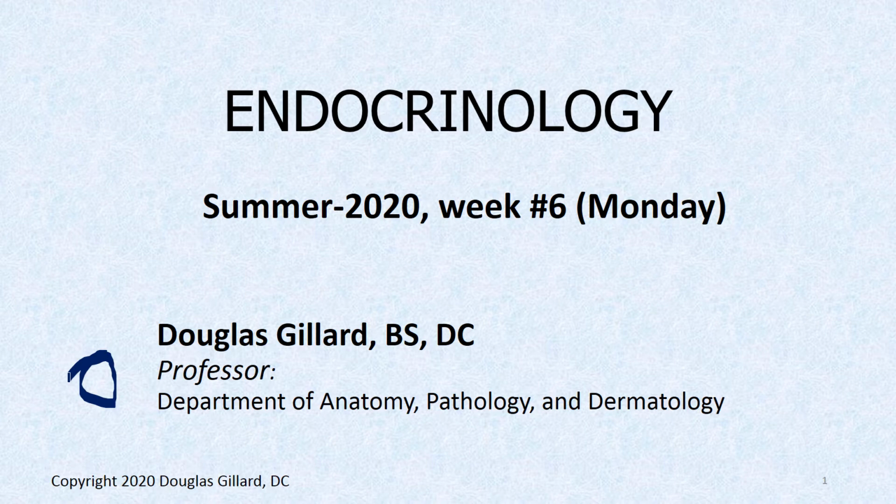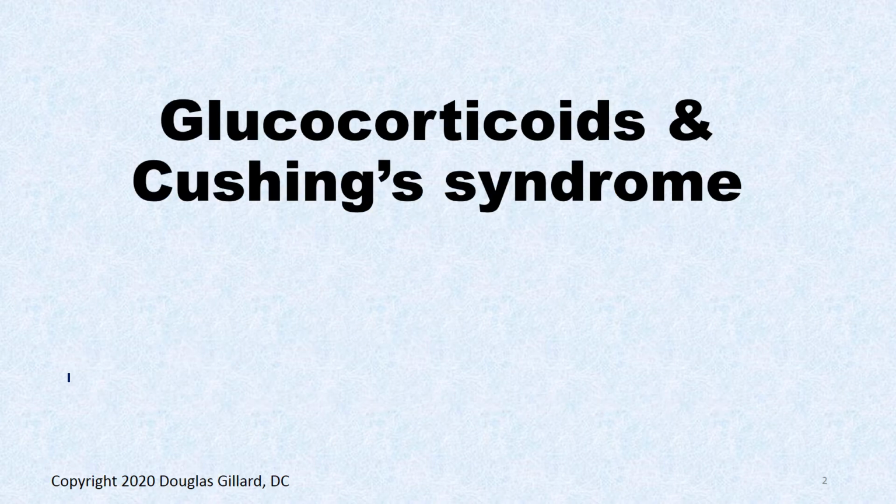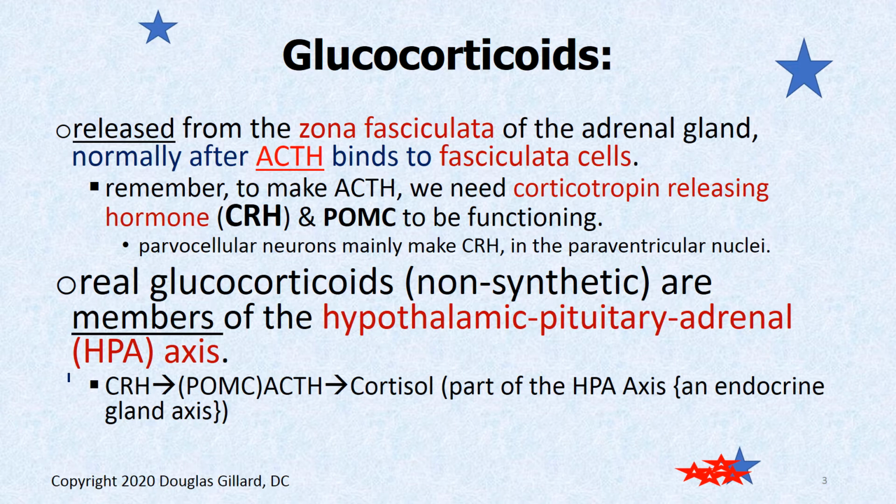Off we go. Today we're going to start to talk about Cushing syndrome and glucocorticoids. This is the star of the show today. Glucocorticoids, of course, are released from the zona fasciculata of the adrenal gland. They normally are released in response to the release of ACTH, really POMC ACTH. And ACTH binds with fasciculata cells and stimulates that mechanism.